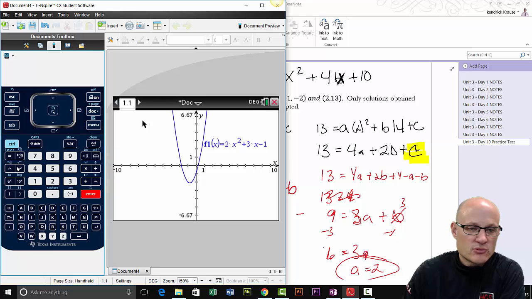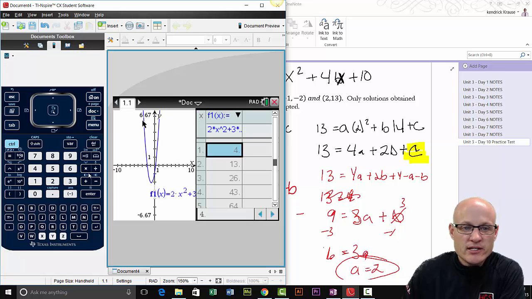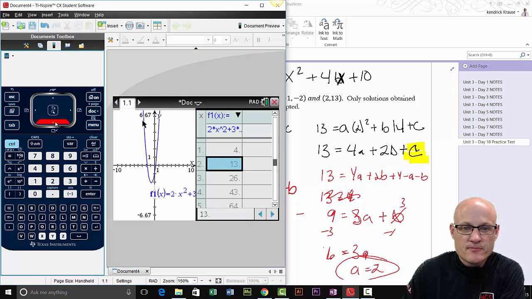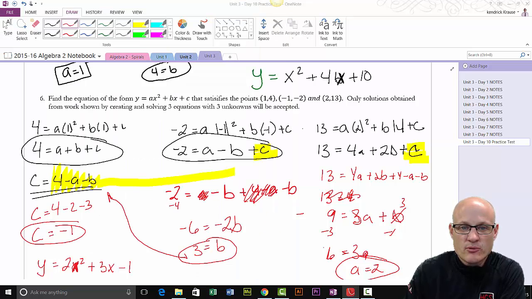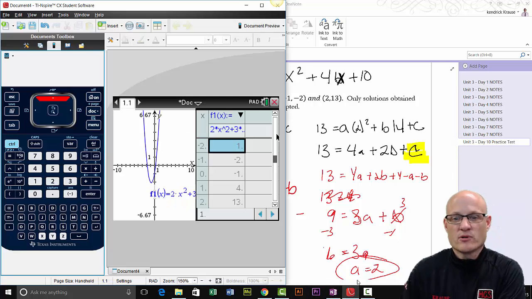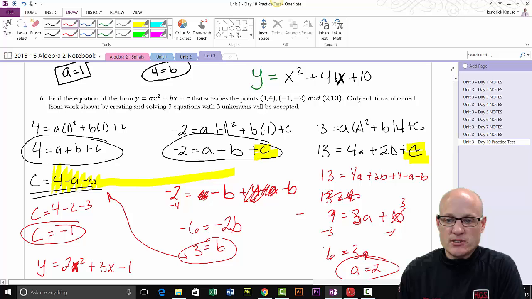Control T. And I need to see 2, 13. There's 2, 13. There's negative 1, negative 2. What was my other point? 1, 4. 1, 4. We did it. Yay, we did it. All right, we're almost done, kids.